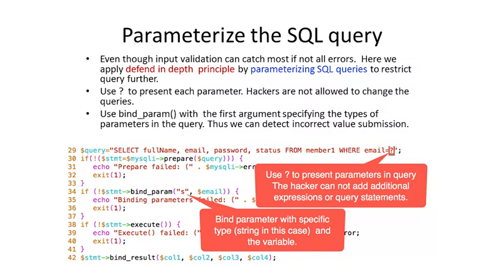For example, for a numerical value we can restrict using I. For a double value, we use the symbol D to represent it in the first parameter of bind param. S is for string and B for blob object. The query processing will detect and enforce this type matching with the value to be submitted.